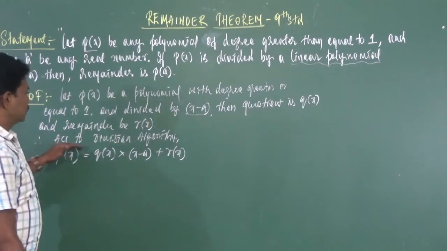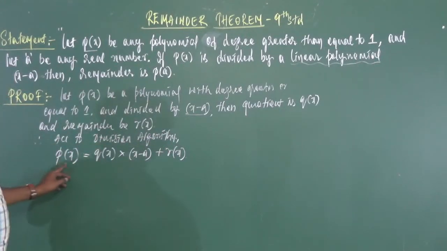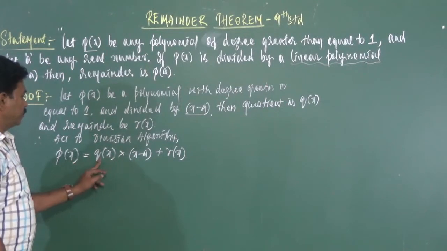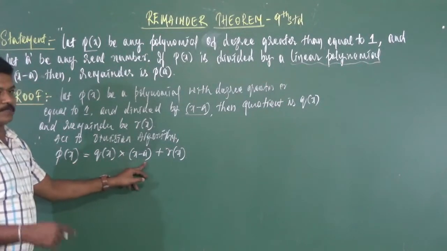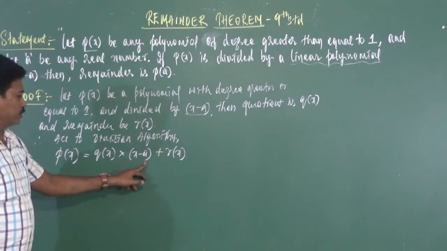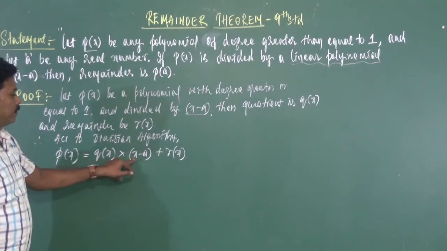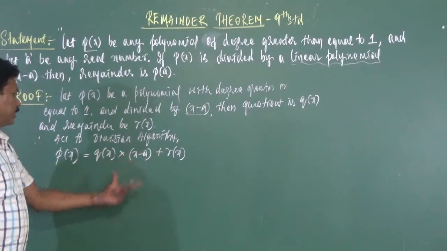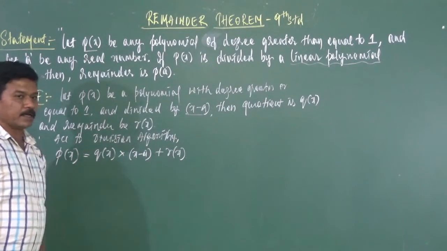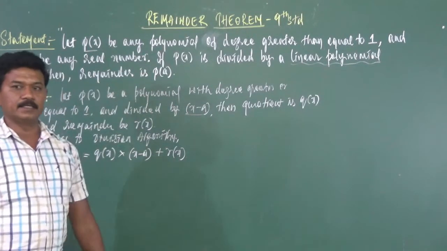So according to the division algorithm, what we had learned in the previous session, p of x will be equal to q of x into x minus a, that is q of x into g of x. G of x was the divisor in yesterday's discussion. So here, as the divisor itself is given as a linear polynomial in the form of x minus a, I am going to take up the same thing. So q of x into x minus a plus r of x. So now the real story starts.